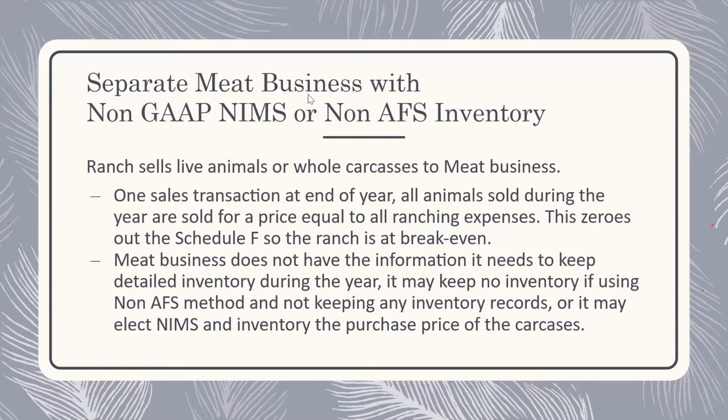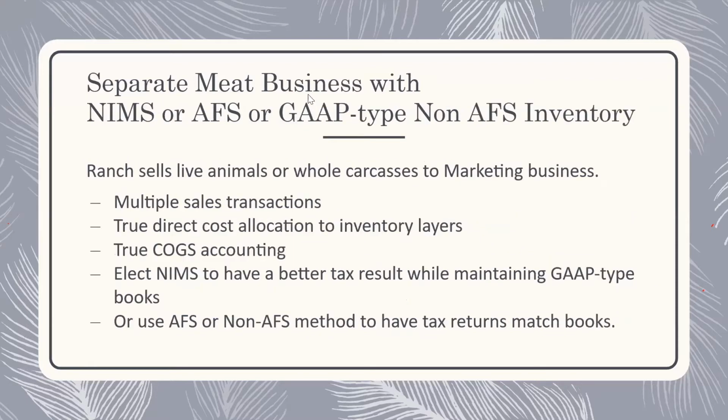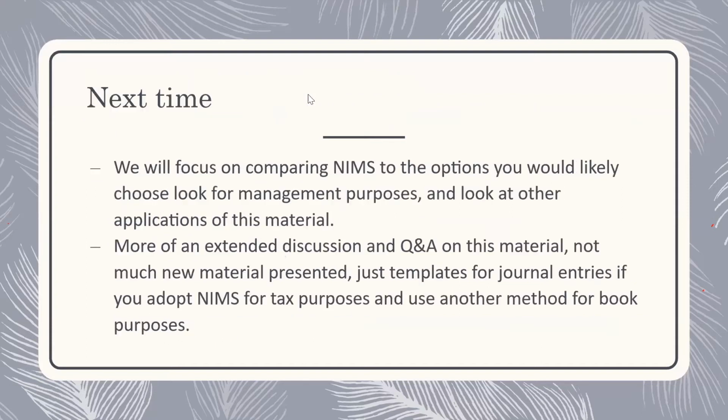For management purposes, you don't have the information you need to keep detailed inventory during the year. All you can do in this system is sort of an average cost and average expense, which may be fine. But if you want more detailed inventory records, you're going to need to be tracking multiple sales transactions from the ranch into the meat business so that you can track inventory more closely on the basis of months or quarters rather than for the whole year. So that would be a true accounting. And this is where you would probably need to elect NIMs for tax purposes, but maintain the GAAP type books. Or if you're more sophisticated, you could find something in between with the help of a CPA.